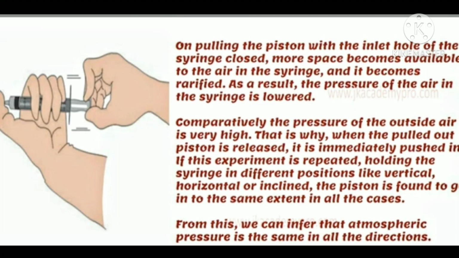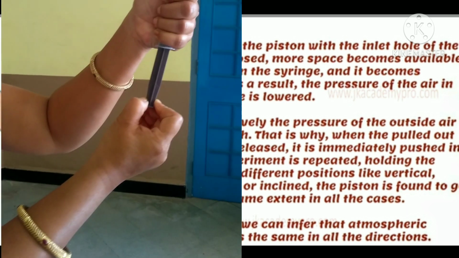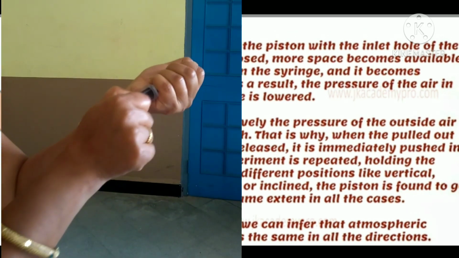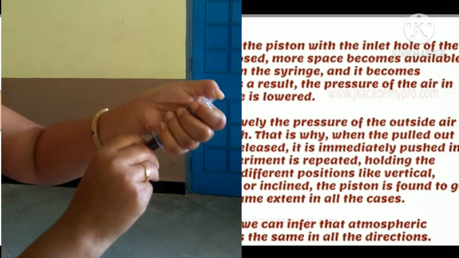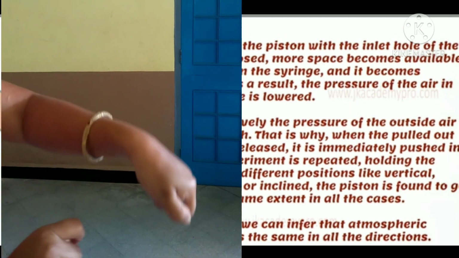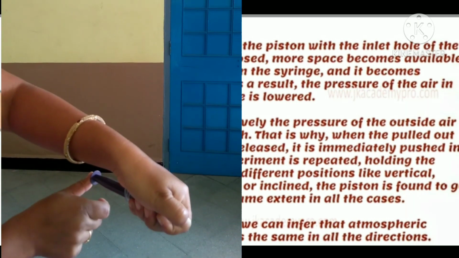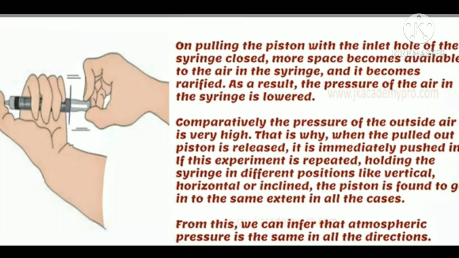Now, if this experiment is repeated holding the syringe in different positions like vertical, horizontal or inclined, inclined means in a slanting position, we find that the piston goes in to the same extent in all the cases. So from this we can infer that atmospheric pressure is the same in all directions. It doesn't matter which direction you keep the syringe in.